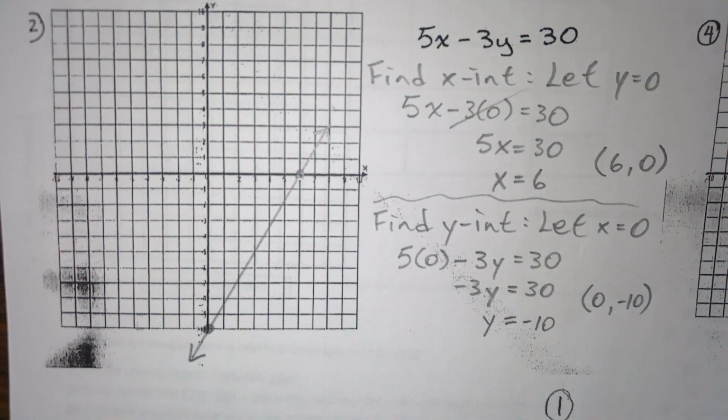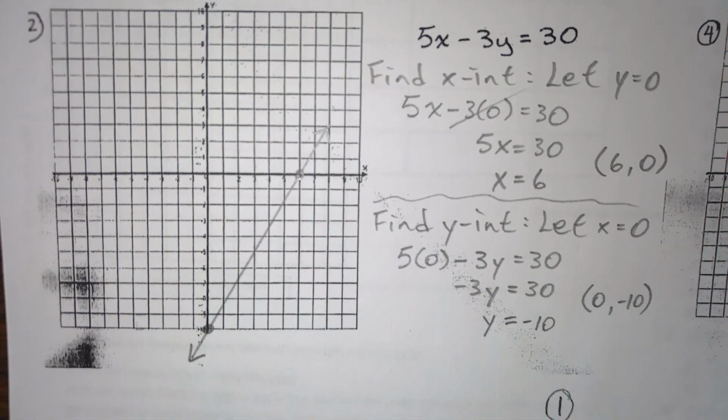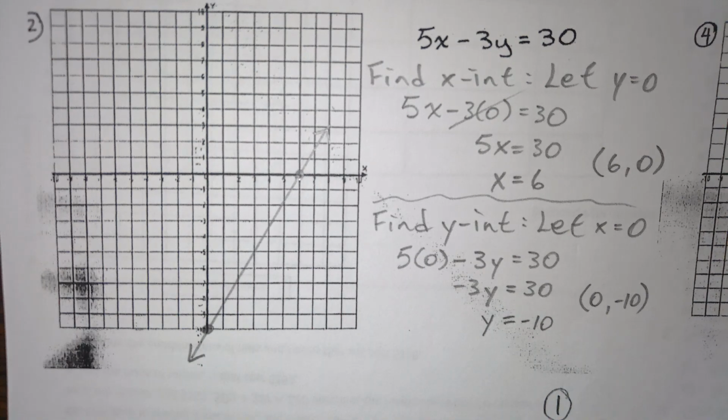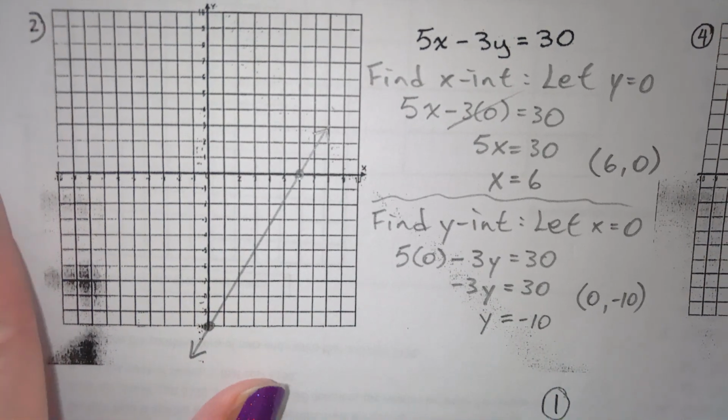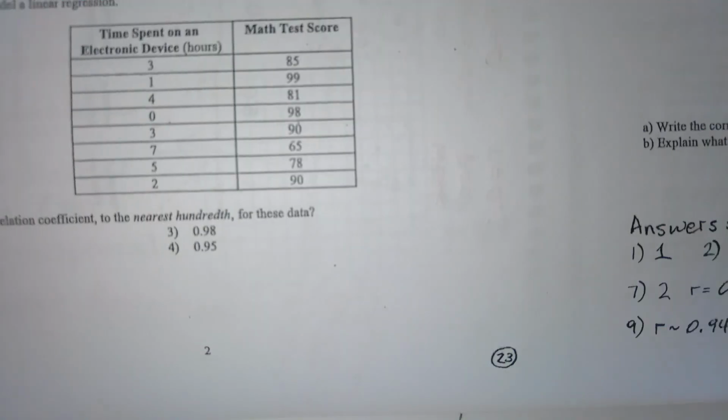Okay. I won't do number 3 and 4 because we are a little short on time, but it's the same idea. Okay. Any questions so far? Right. So it's basically to find x-intercept, you let y be 0. To find y-intercept, you let x be 0. Right. So now let's try this word problem on page 3.